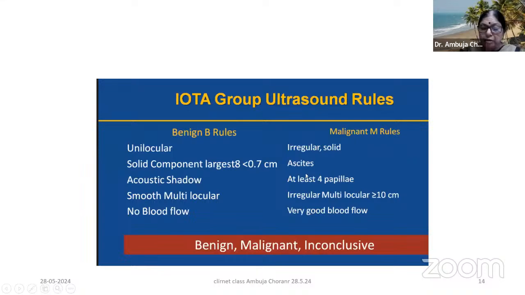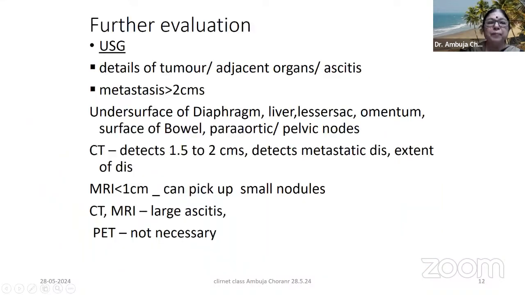The vaginal ultrasound, when you do it, gives the details of the tumor, adjacent organs, ascites if it is present or not, and metastasis, if it is more than 2 centimeters, you'll be able to make out. Under surface of the diaphragm, liver, lesser sac, omentum, surface of the bowel, para-aortic region, and pelvic floor. All these things you are able to assess with the 2D ultrasound. There's no need to do any other thing.